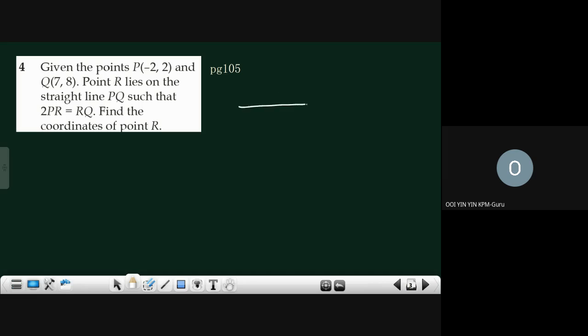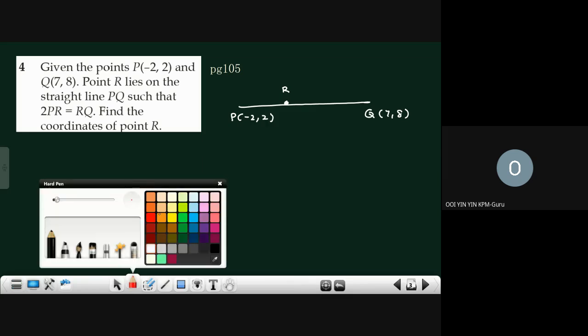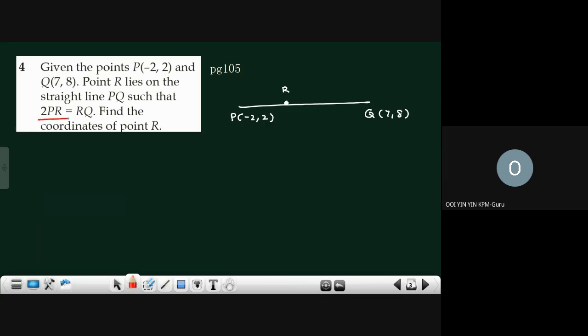So we draw your line first, your P here, coordinate (-2, 2). And then your Q here, (7, 8). Say R lies on here, wherever we put it, never mind, just R here. But what is the ratio? As you can see, there's no ratio here, right? But there is this equation here: 2PR equals RQ. How do we find the ratio from here?